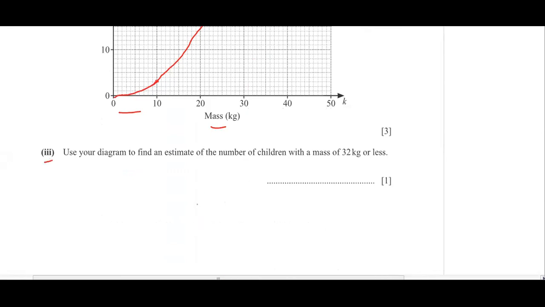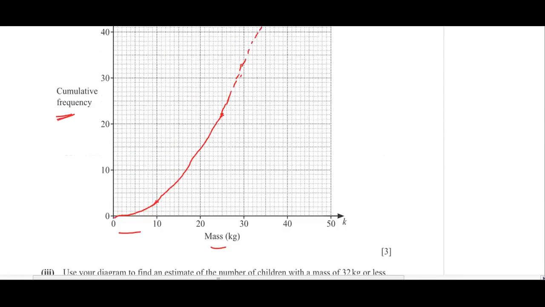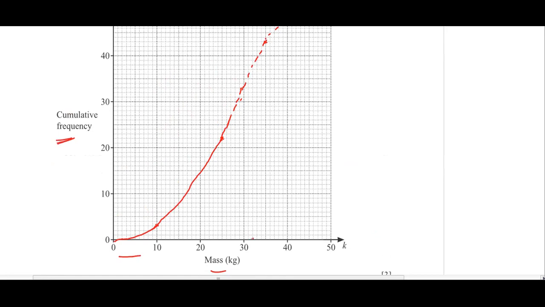Then part 3 is saying use the diagram to find an estimate of the number of children with a mass of 32 kg or less. Now where is the number 32? This is 32. So from 32 draw the line that should go to the curve, because we are looking for less than 32. So from here, this is 32. Draw the line and go straight to the curve.